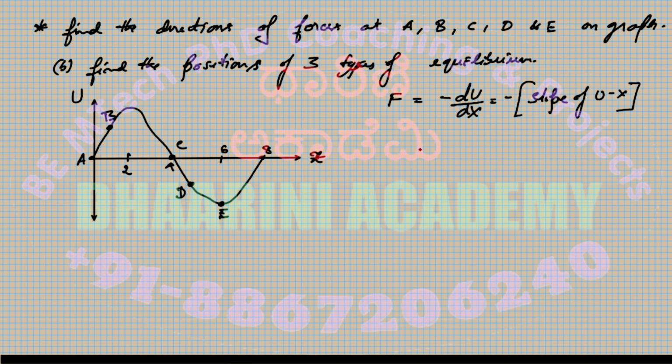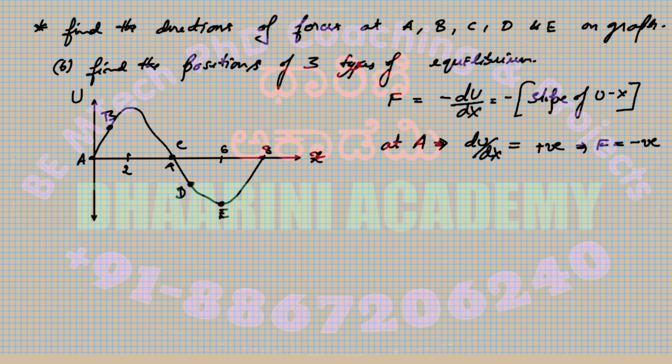Right, so at point A, check out what is the slope. Slope in the sense, is your graph increasing after point A or decreasing? It is increasing, right? At A, du by dx is positive. So this implies the force is expected to be negative. That's all. So the negative means it is towards left. Otherwise, if it is increasing, you can say that it is to the right. So plus minus, we know the same thing.